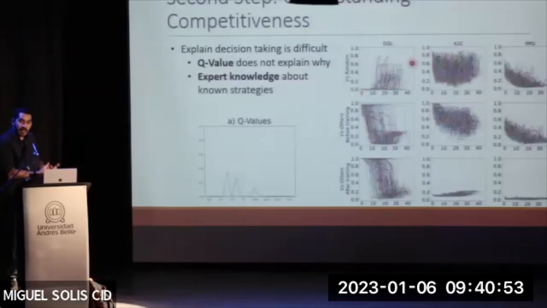actor-critic one, specifically when playing against other types of agents, has a different behavior. It starts with a very good confidence in its actions, and decreases over time. The same for the PPO. And this also changes depending on which other player these agents play against, right? Versus random agents, versus other agents, or versus other agents that also adapt during the game.